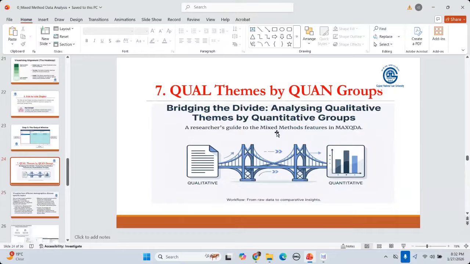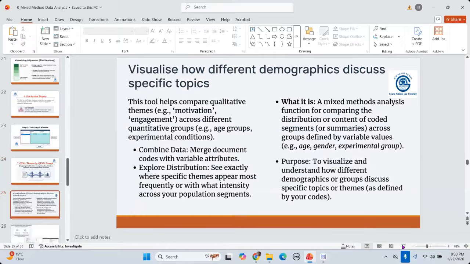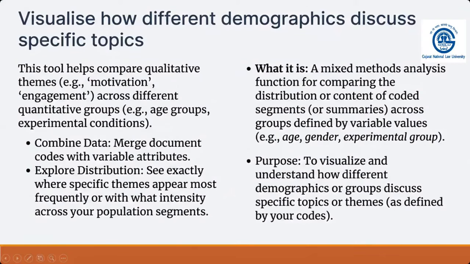From last to second, third one: qualitative themes by quantitative groups. Bridging the divide, analyzing qualitative themes by quantitative groups. Another important one, how it is going to be beneficial. This tool helps compare qualitative themes like motivation and engagement across different age groups, or across different people, those who have children and those who don't.